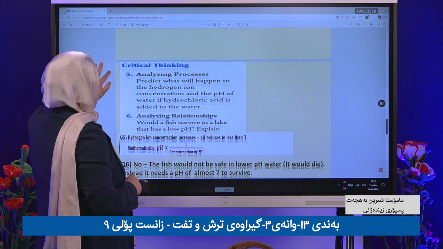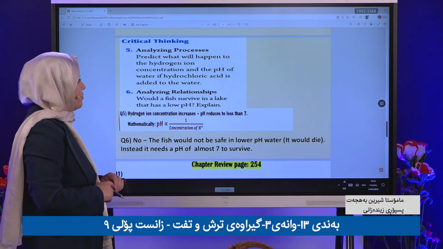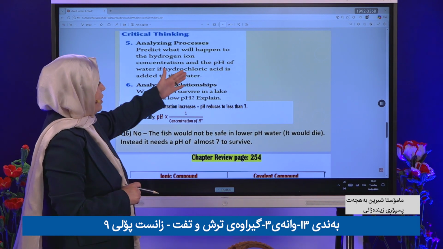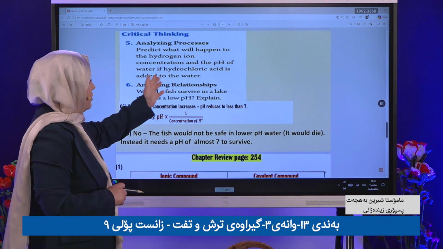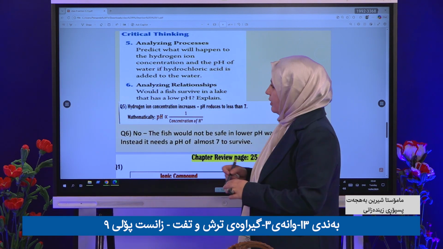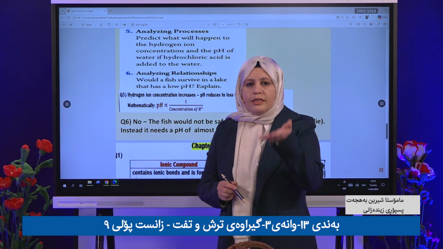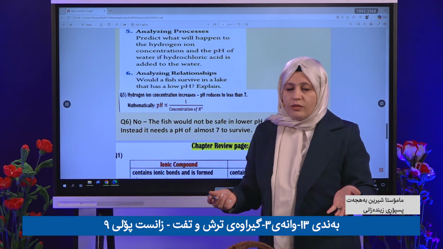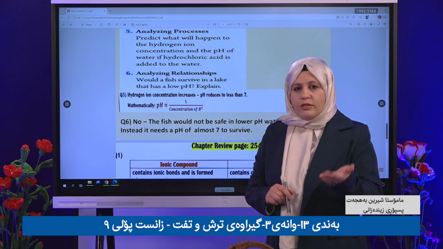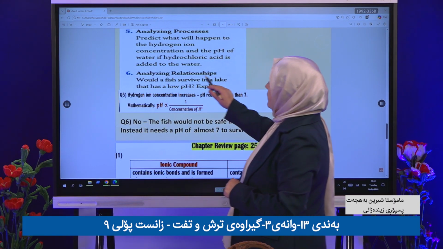Yes, look at here. Critical thinking, analysis process. What happens to the hydrogen ion concentration and pH of water if hydrochloric acid is added to water? What happened? Did the pH decrease or increase? Of course, the pH decreased because acid was added to water. Clear?